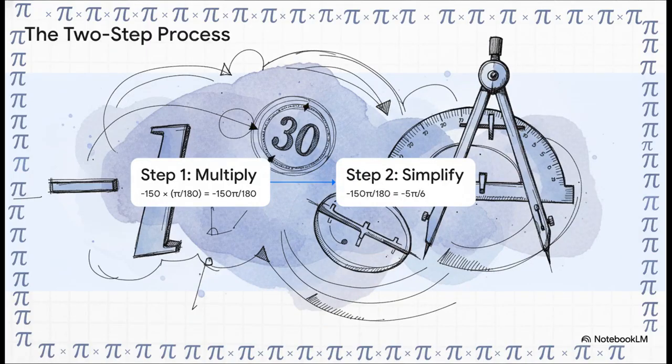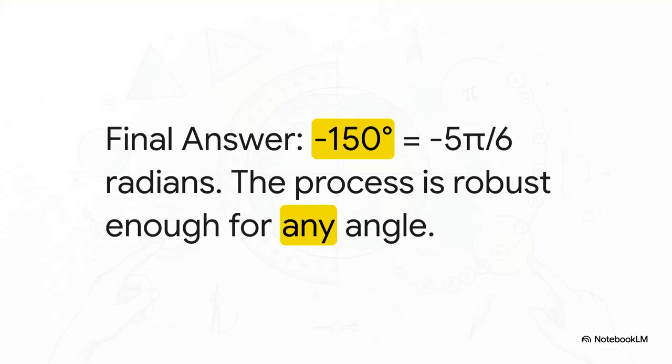And here's the beautiful part. You don't have to do anything different. That negative sign, it just kind of hangs out and comes along for the ride. We multiply negative 150 by pi over 180. Then we simplify. The biggest number that goes into both 150 and 180 is 30, and that reduces our fraction perfectly. And there we go. Our final answer is negative 5 pi over 6 radians. So now we know for sure, positive, negative, big, small, this two-step process can handle absolutely anything you throw at it.